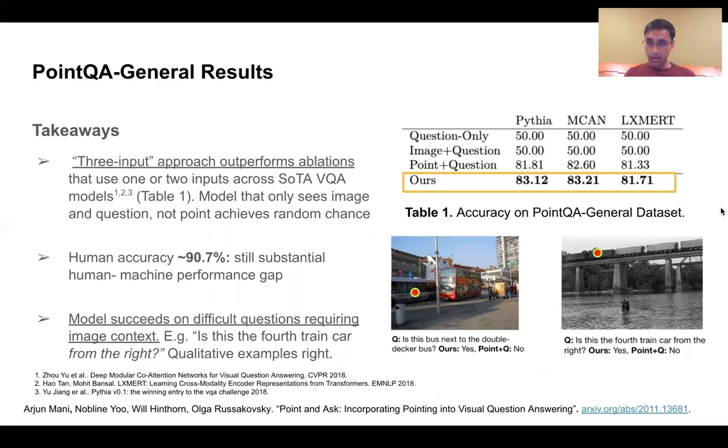That said, there's still a significant gap between machine accuracy and human accuracy, and so that indicates that there's significant scope for more model development in this space. The model does succeed on difficult questions that require image context. For example, is this the Ford train car from the right? And so you can see qualitative examples here of that.